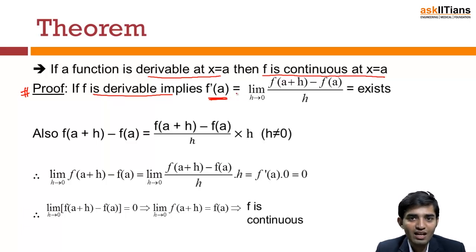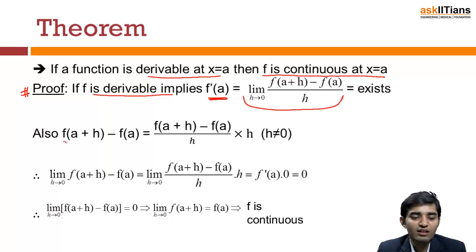And if f dash a exists, I can say that this limit will also exist, because what is this? This is nothing but the right hand derivative, right? So the right hand derivative will also exist and it will be equal to the left hand derivative, and this will be equal to a finite value. This is the definition that we have studied, right? So if f dash a exists, then this limit will also exist.